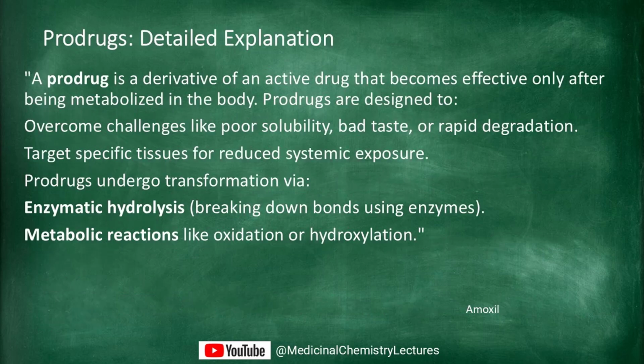Prodrugs. Detailed explanation. Now let's move on to prodrugs. A prodrug is a derivative of an active drug that becomes effective only after it is metabolized in the body. This transformation can happen through enzymatic hydrolysis, where specific enzymes break down the drug. Metabolic reactions such as oxidation or hydroxylation. Why create prodrugs? To solve challenges like poor solubility or absorption, bad taste or irritation, rapid degradation in the body.